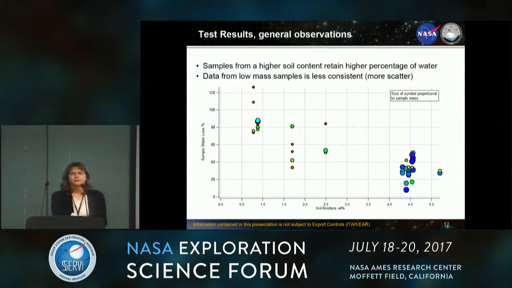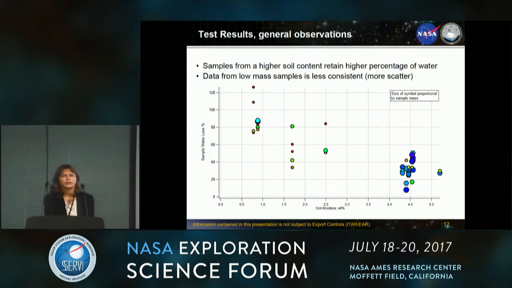So here's kind of an overview of the results. Again, I'm giving you kind of a sample of some of the results we're seeing here. I'm plotting sample water loss as a percent versus the starting water content of the soil bin. So what you can see, first of all, here is that for higher starting moisture contents, we have better water retention. So the drier the soil bin, the more loss we see. So that's a pretty clear trend here.